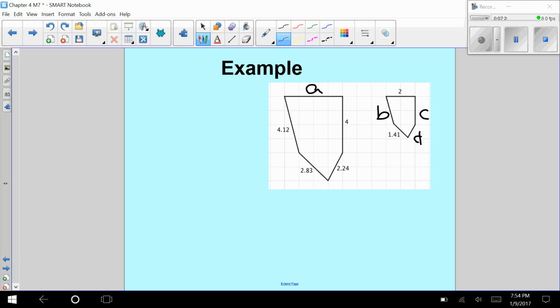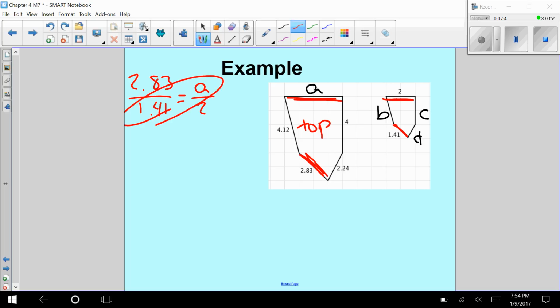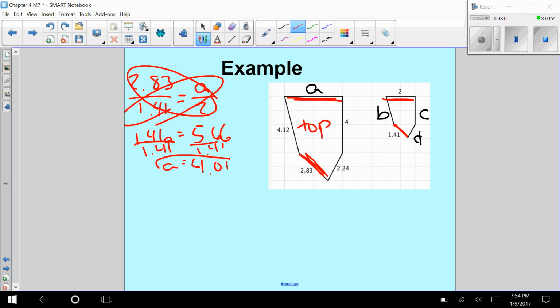All right, let's start by finding our first set. 2.83 goes with 1.41, so that'll be our first set. 2.83 over 1.41 equals, for A, realize I put this figure on top. A goes with 2, A over 2. Cross multiply, 1.41A equals 2.83 times 2, which is 5.66. Divide by 1.41, and A equals 4.01. There's no label on this problem, so there's my answer.